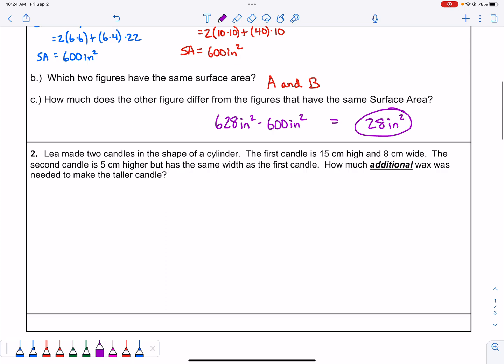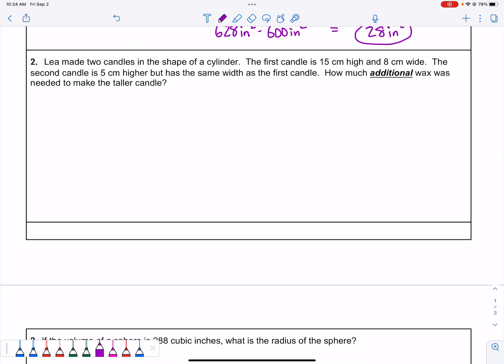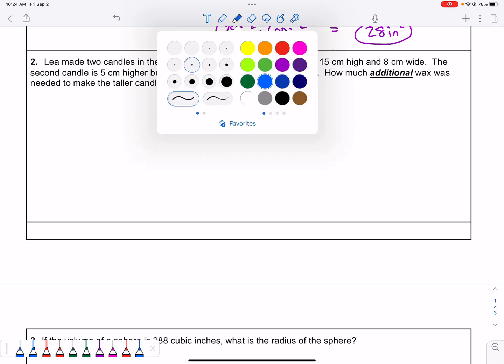All right, let's look at number 2. Leah made 2 candles in the shape of a cylinder. The first candle is 15 centimeters high and 8 centimeters wide. The second candle is 5 centimeters higher but has the same width as the first candle. How much additional wax was needed to make the taller candle?